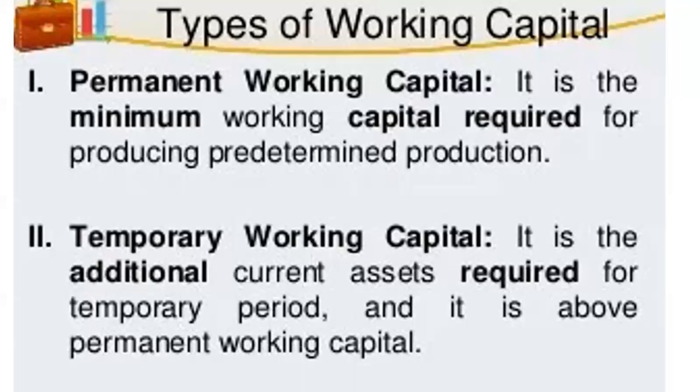Then let's see the types of working capital. We have permanent working capital. It is the minimum working capital required for producing the predetermined production. Whatever production is predetermined by the organization, the minimum working capital required to produce it is permanent working capital. Then temporary working capital.